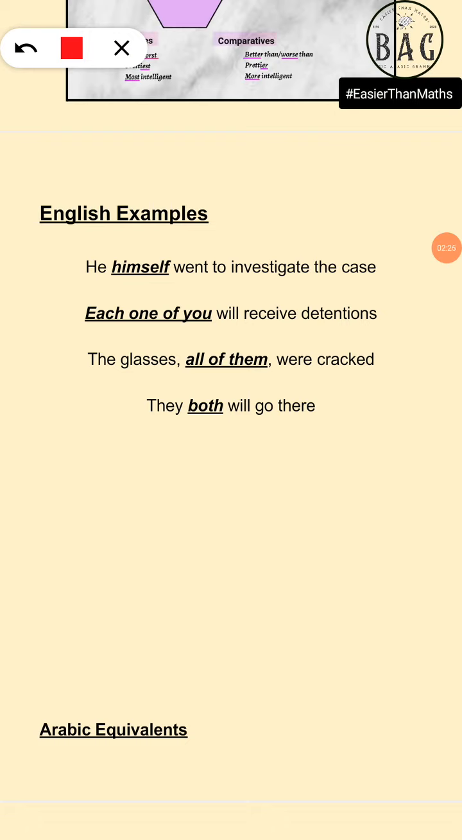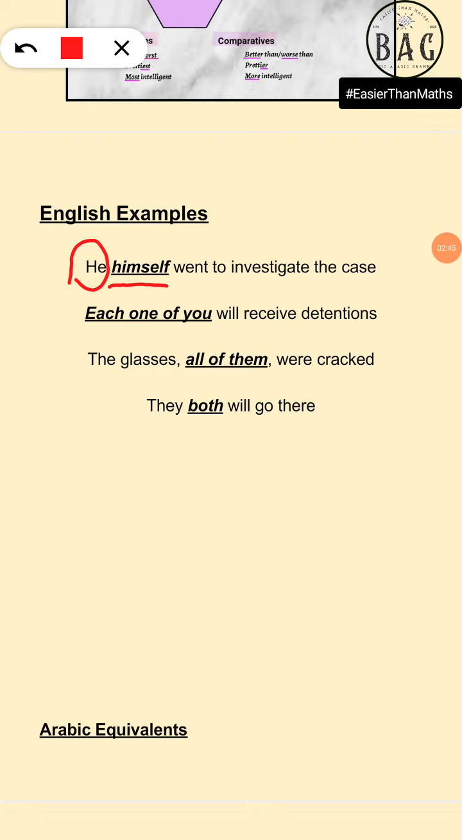So to put the stress on the fact that it was he who went to investigate the case, we can use the word himself. So a subtle and yet powerful stress has been added. So he himself went to investigate the case.